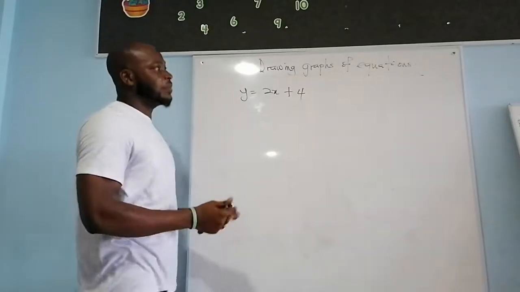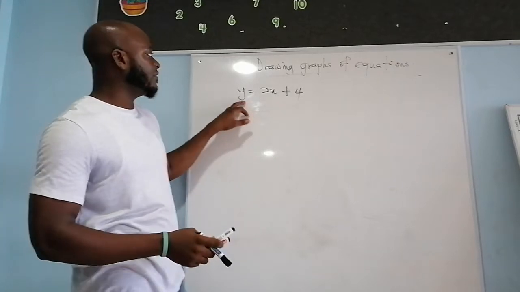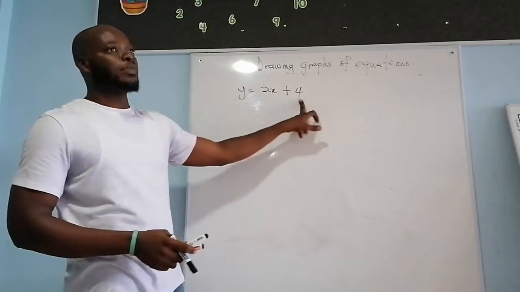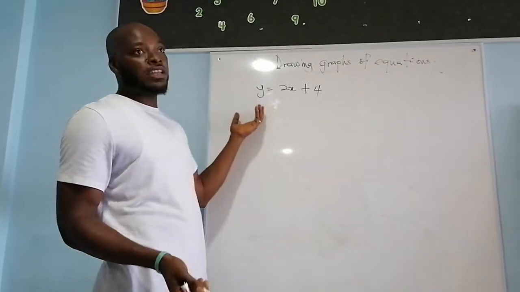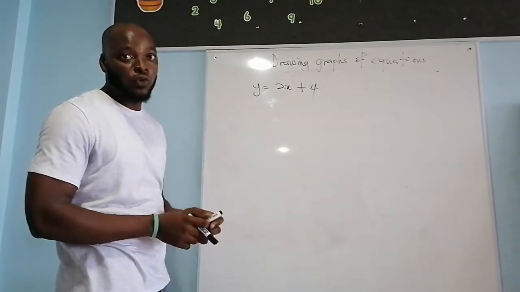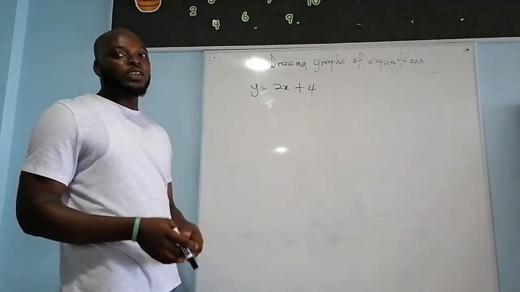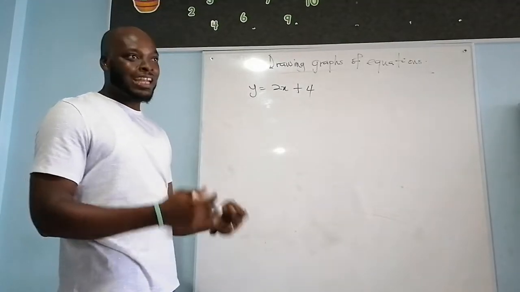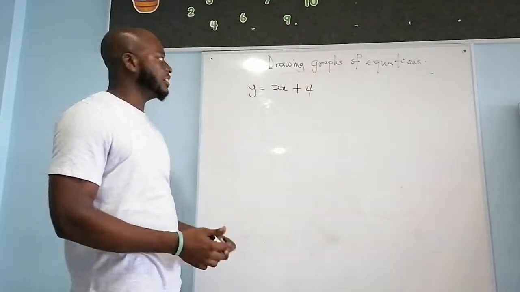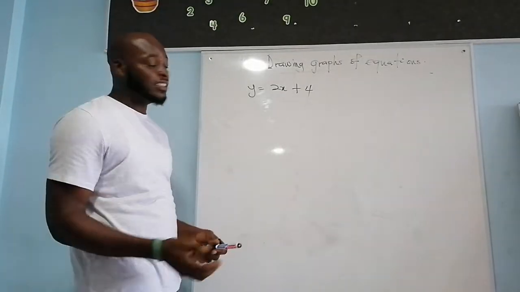In our second example, the equation of the straight line is given as y equals 2x plus 4. I've not been given any values of x, neither have I been given any values of y, so I'm going to choose my own values. You need to choose values that are simple enough. Don't choose fractions or decimals unless it is absolutely necessary. So choose values that are easy to work with.